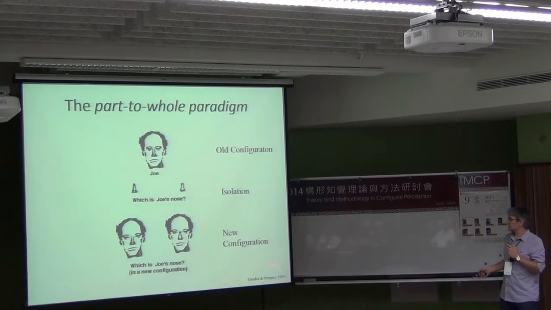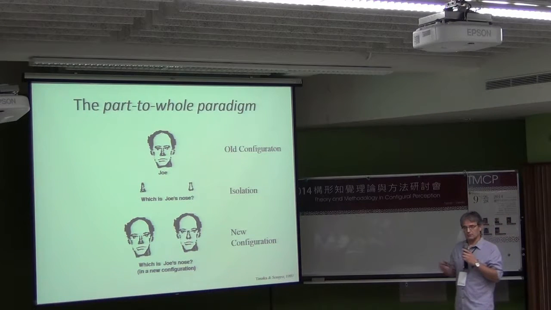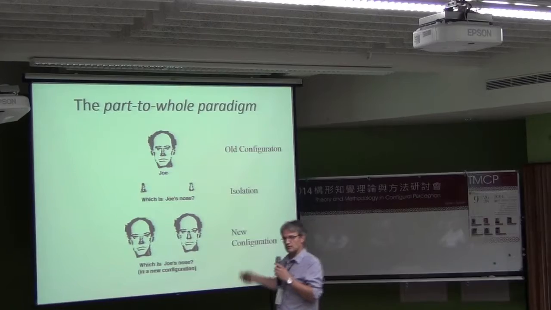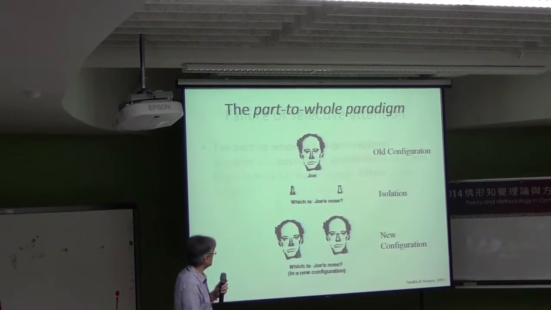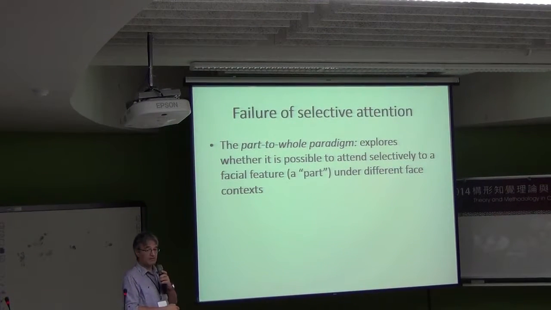In this task, carried out by Tanaka and Farah in '93, you learn Joe's face, and then you have to recognize Joe's, let's say, nose in its old configuration, which is the old face, or the nose in isolation, or the nose in a new configuration. So they try to investigate whether you can access the features selectively and disregard what happens with the background or the absence of the background. So one way to approach holism is to try to find this failure of selective attention.